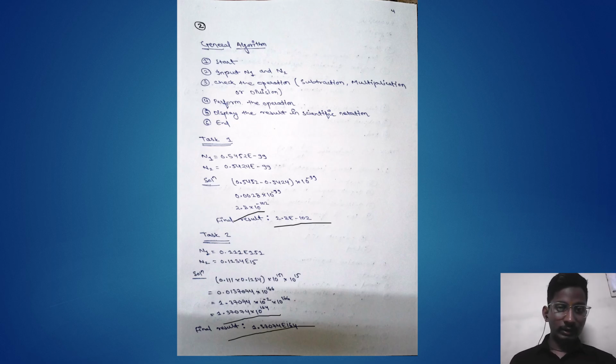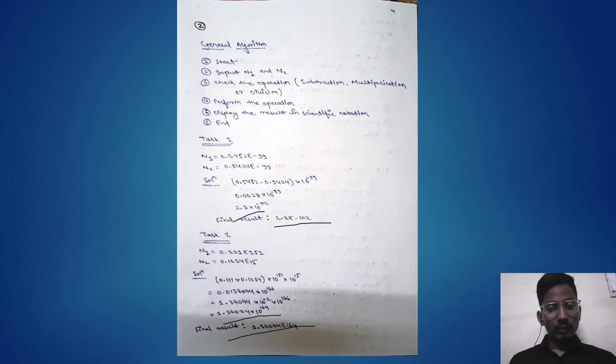Hello everyone, welcome to the general algorithm. Start, input n and check the operations: subtraction, multiplication and division. Perform the operation. Display the result in scientific notation. End of algorithm. N1 and N2, this is the value.